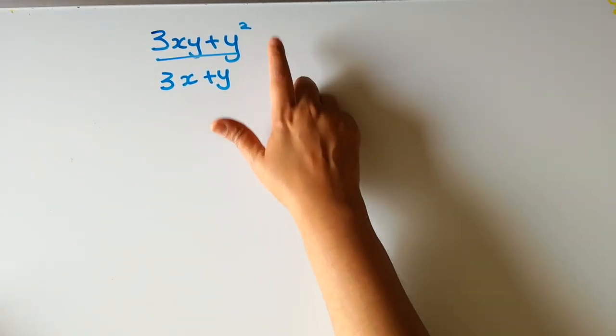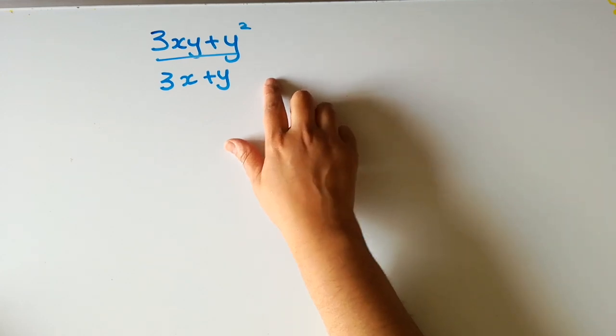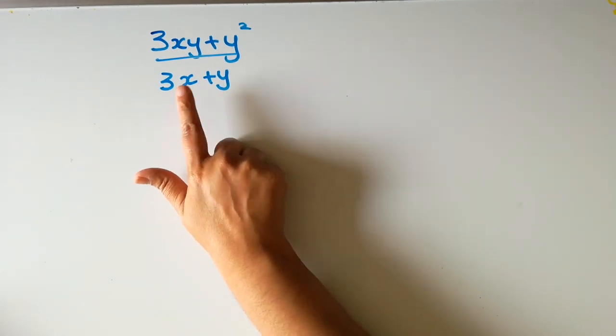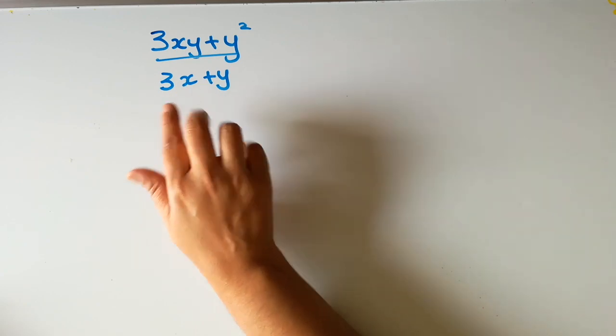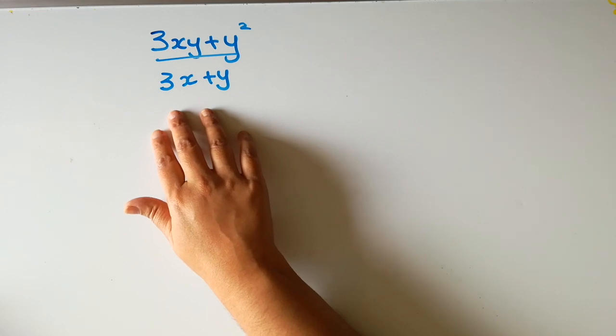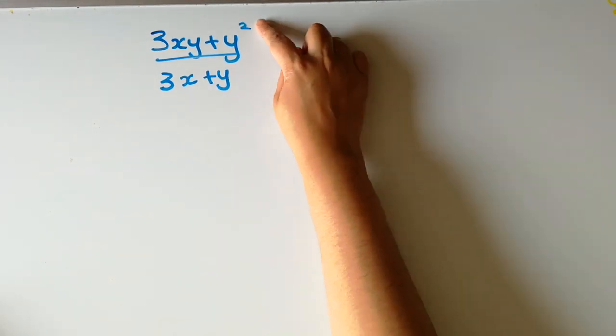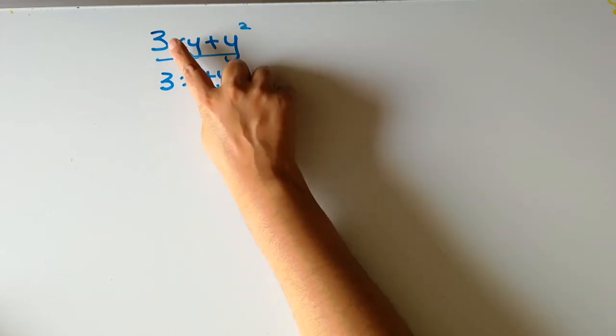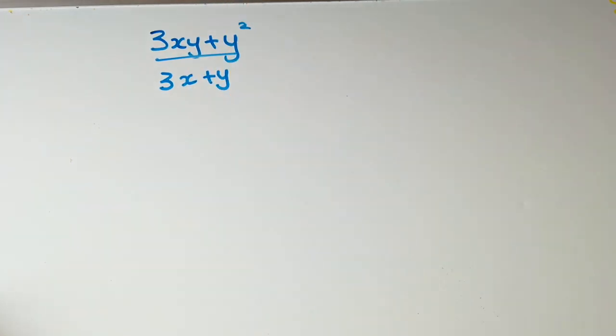Now, if we look at this expression that we have here, if we look at the bottom, we can see we cannot factorize it any further. There's no common factor, it's not a trinomial, neither is it a difference of two squares. But if we look at the top here, we can see that we have a common factor. So let's look at what the common factor here is.